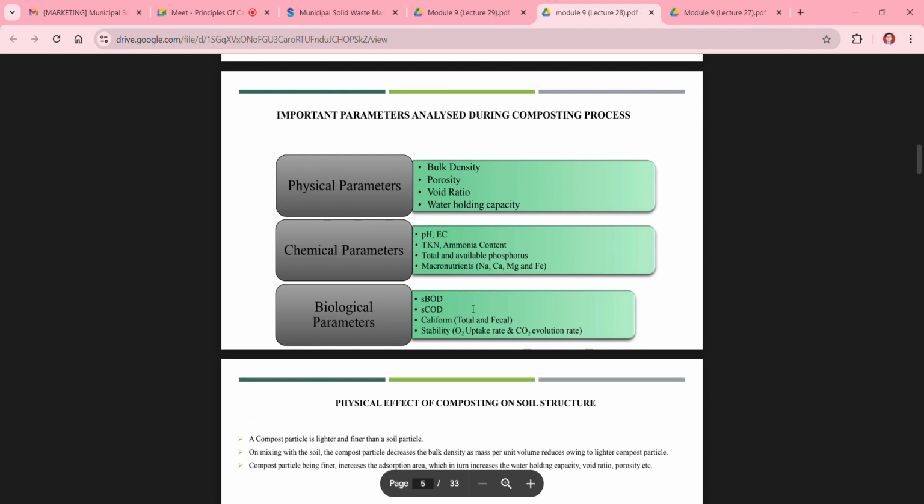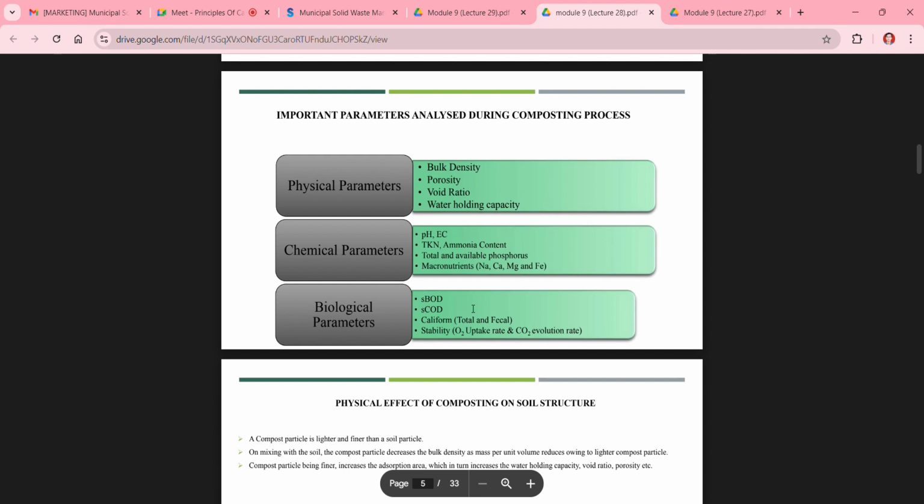Then there are some important parameters which need to be analyzed during the composting process. There are three different parameters: first is physical, then chemical and biological parameters. Generally, physical parameters contain bulk density testing, then porosity, void ratio, and water holding capacity of the compost material.